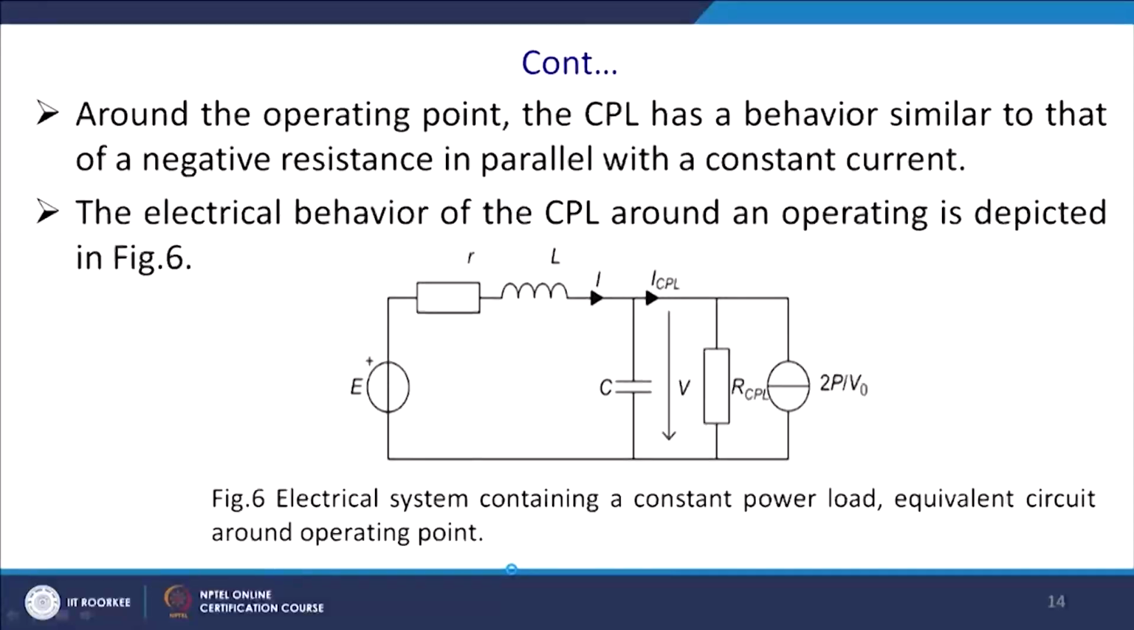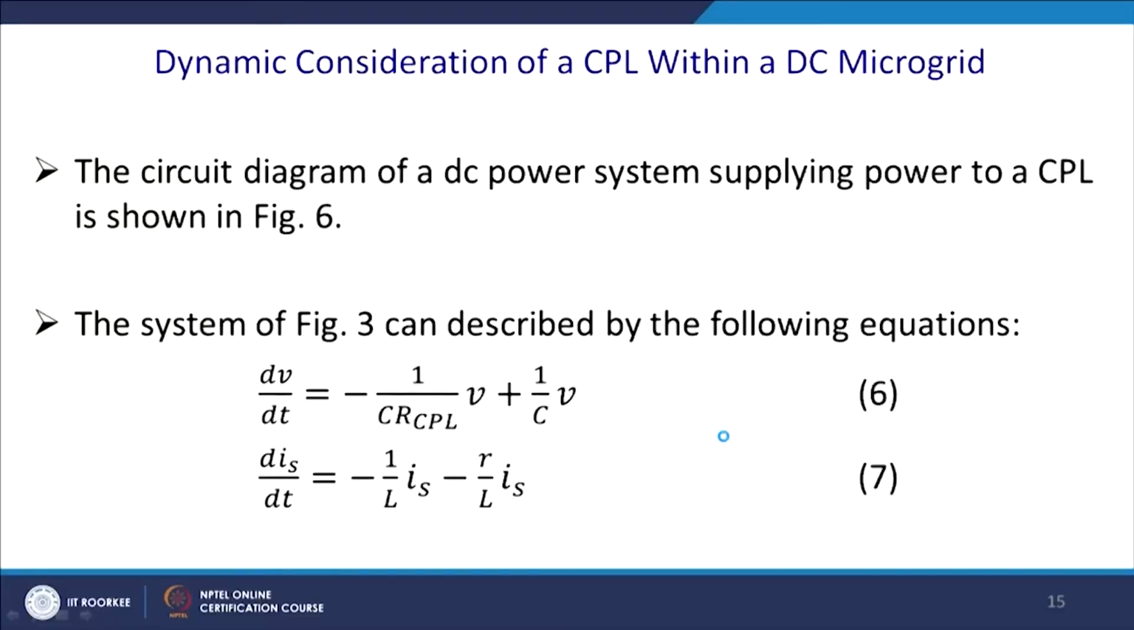And now, let us come to the operating point issues. The operating point of the CPL has a behavior similar to that of a negative resistance in parallel with a constant current, and that has been shown here. So, the electrical behavior of the CPL around an operating point is depicted in figure 6. This is E, you have filters, and ultimately, to balance the instantaneous power, you have a capacitor, not only for filtering, because sometimes the load may take a little more or less power. So, something transient has to be fed to this capacitor. So, you can model this as 2P by V plus this resistance.